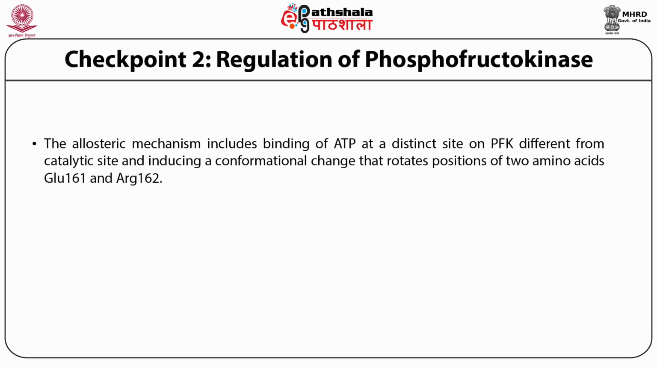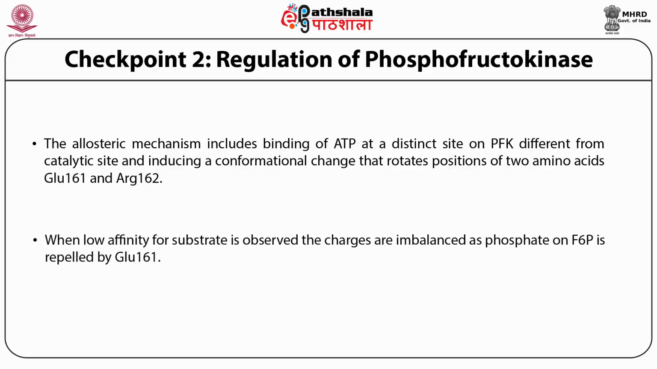The allosteric mechanism includes binding of ATP at a distinct site on PFK different from the catalytic site and inducing a conformational change that rotates the position of 2 amino acids, which are at positions 161 and 162.